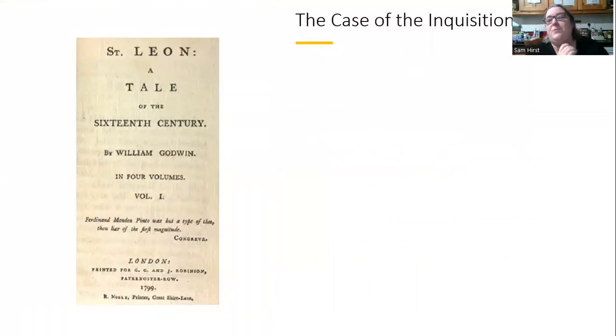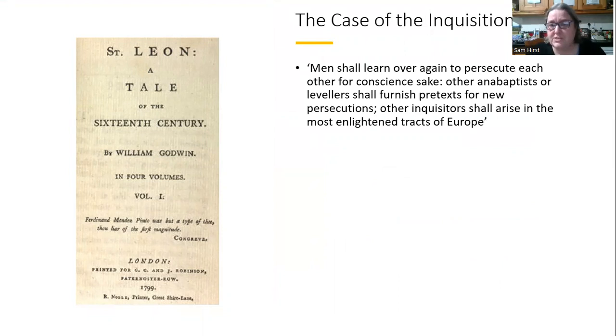The reason why I chose William Godwin's St. Leon is that it makes it very overt that this is a critique not simply of the Catholic Church. St. Leon himself says, even if this Inquisition ends, even if we stop the Catholic Inquisition, men shall learn over again to persecute each other for conscience sake. Other Anabaptists or levelers shall furnish pretexts for new persecutions, the other dissenting groups. Other inquisitors shall arise in the most enlightened tracts of Europe. And you can basically see him looking at you through the page going, it's you, I'm talking about you, the most enlightened tracts of Europe.